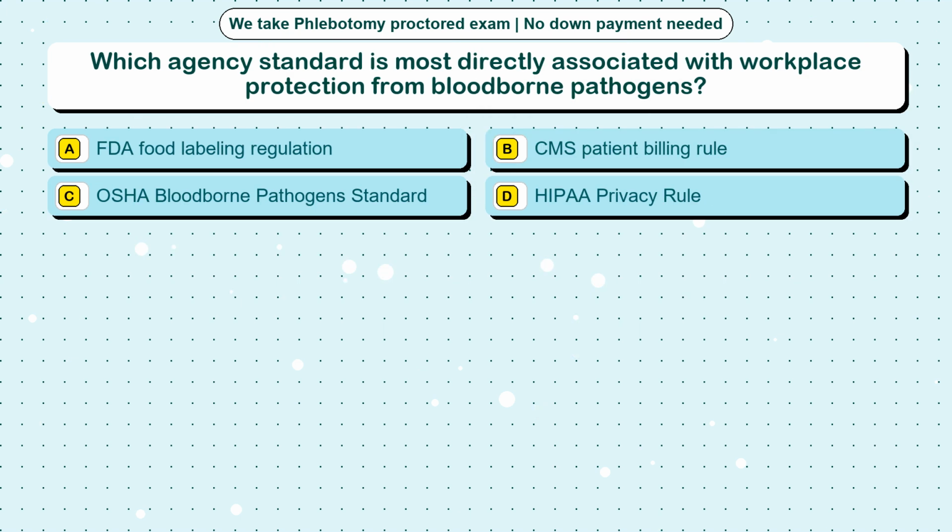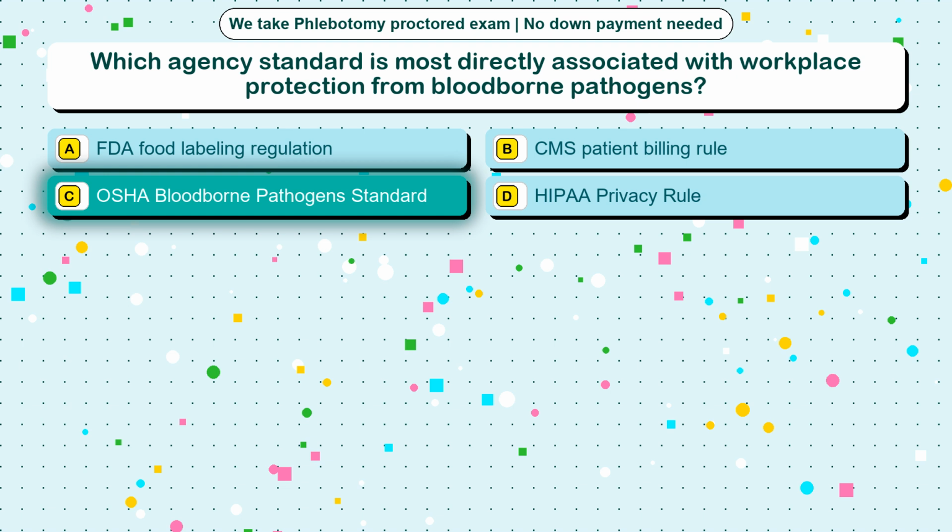Question 100. Which agency standard is most directly associated with workplace protection from bloodborne pathogens? Option A. FDA Food Labeling Regulation. Option B. CMS Patient Billing Rule. Option C. OSHA Bloodborne Pathogens Standard. Option D. HIPAA Privacy Rule.